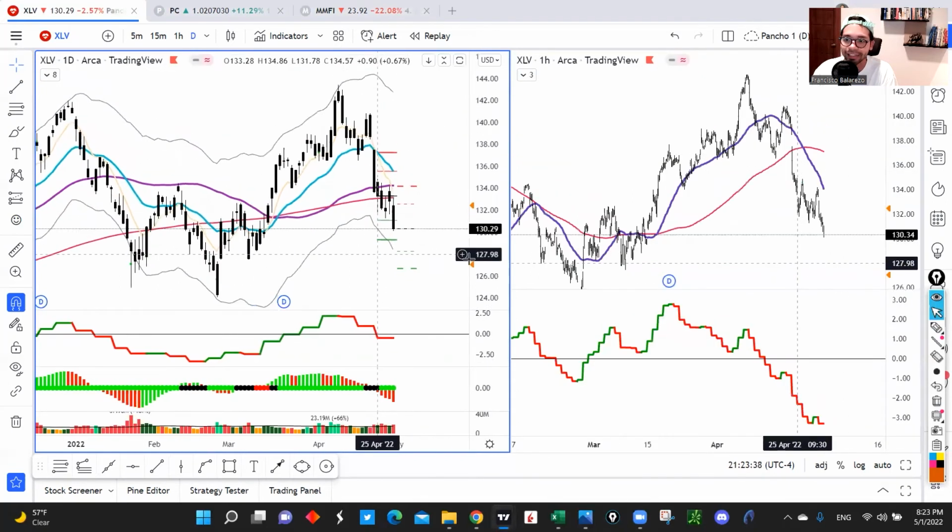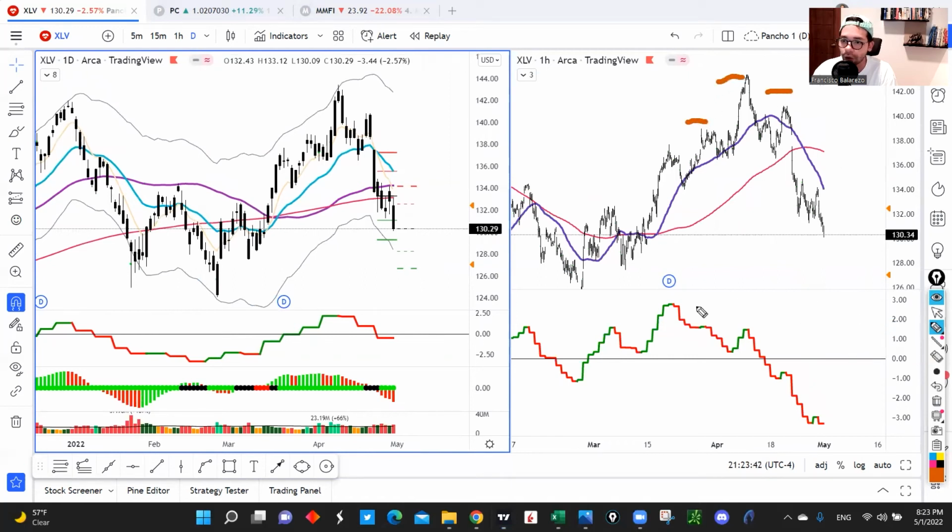Now let's take a look at XLV, and you can basically see this pattern all over these guys, right? The head and shoulders in the hourly. You can see the MOXY indicator pointing to the downside. MOXY indicator right now below zero. The squeeze firing to the downside as well. You can see the head and shoulders right here. And I expect some more weakness in XLV, right? There's no reason to think that this is going to go higher.